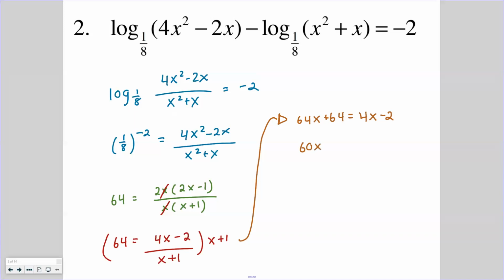Okay, I'm going to get everything with an x on one side, everything without an x on another. x is equal to negative 66 over 60, which is going to be negative 11 over 10.